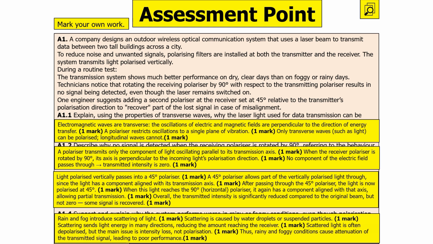Now, lastly, rain and fog introduce the scattering of light. Scattering is caused by water droplets or suspended particles. Scattering sends light energy in many directions, reducing the amount reaching the receiver. Now, scattered light is often depolarized, but the main issue is intensity loss, not polarization. So the rain and foggy conditions cause attenuation of the transmitted signal, leading to a poor performance.